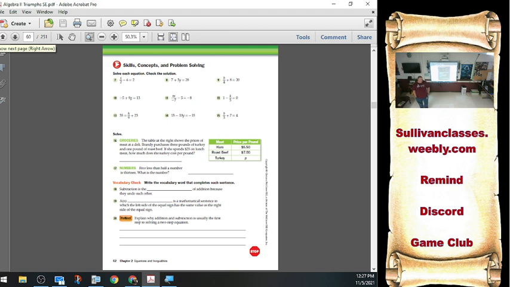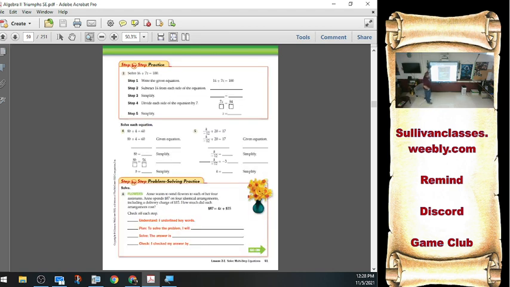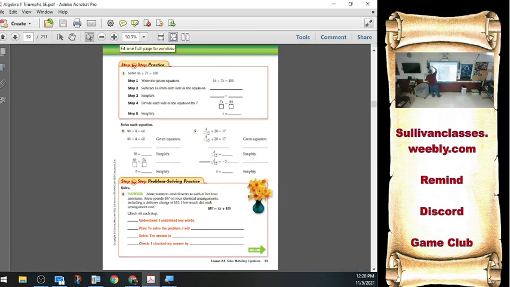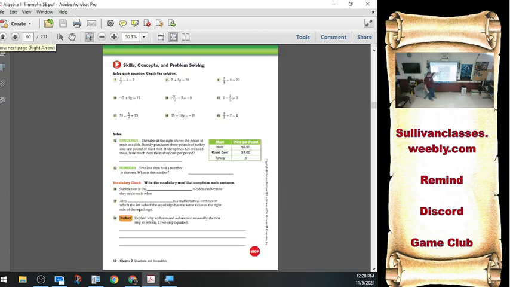Okay, plug in. What if I said x is 18 on that last one? I should now be able to come over here and say, does 87 actually equal 4 by 18 plus 15? And I'd grab my calculator and say 4 times 18 plus 15. And if it comes out as 87, I know I did it right. You always go back to the original. So you have 9 problems of solve and check. And then down here, 1, 2 word problems. That's it.